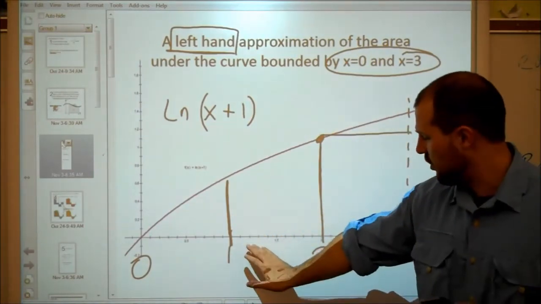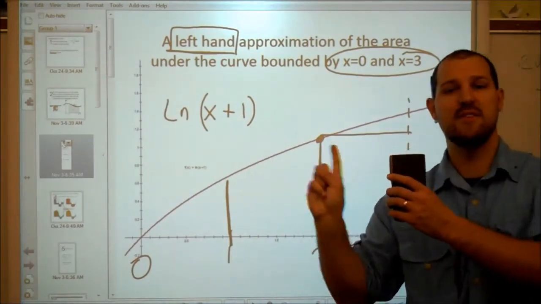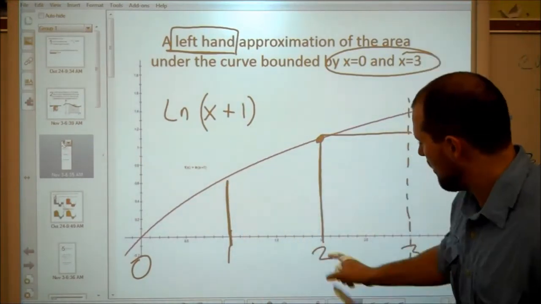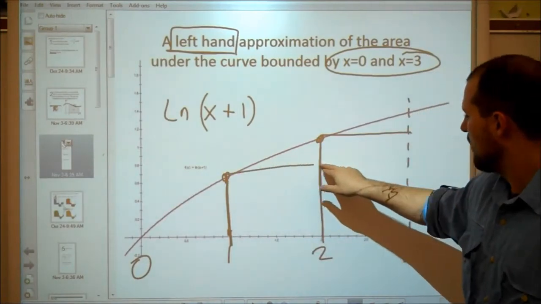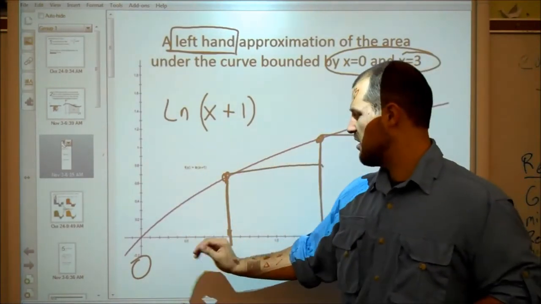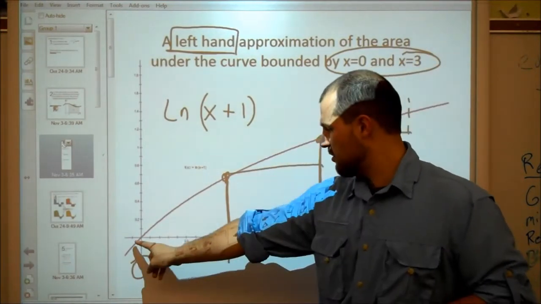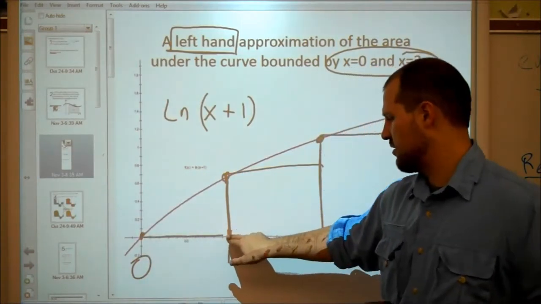I'm going to go to this next interval, the one in the middle, from 1 to 2. I'm going to use the left side of it to make a rectangle. The left side, y value, make a rectangle. Same with this down here. I'm going to use the left side of the interval, 0, to make a rectangle. Well, it's 0, so it's a rectangle of no height.